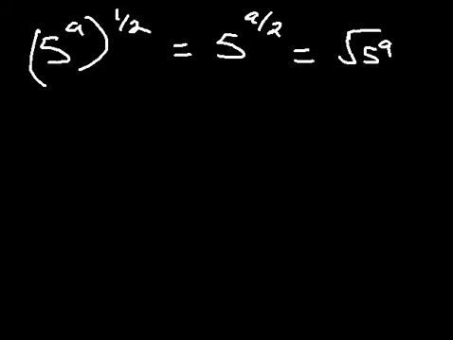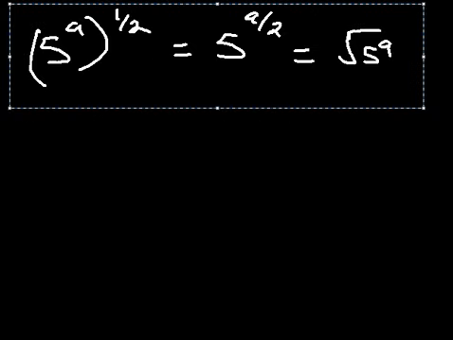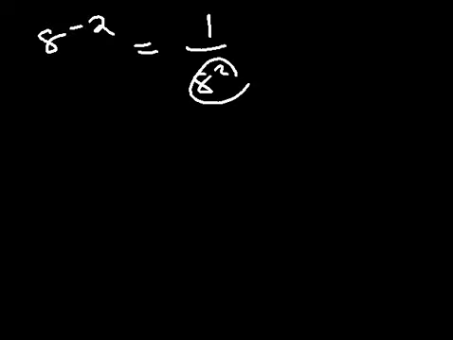Now let's say we have this case, and I think about this one as well. Let's say we have 8 to the power negative 2. Now this is the same as 1 over 8 to the power 2. And of course you can work that out, and you have it as 1 over 64.